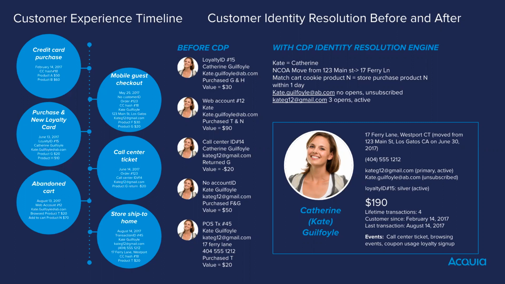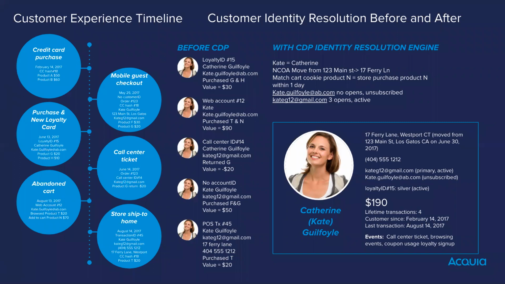So if we look at this chart, we can see that in this example, this Kate or Catherine has had a number of interactions with the organization. For example, they may have a credit card purchase initially in store. They may then go to a website and have a mobile guest checkout. They may also at some point have another purchase and take out a new loyalty card, and then they may call the call center, et cetera, et cetera.